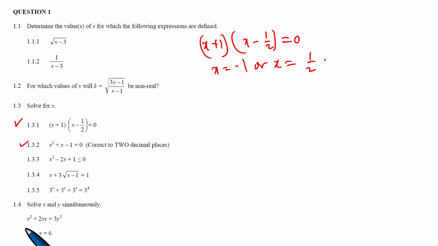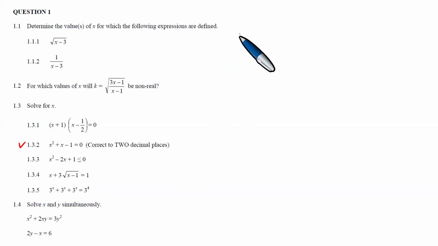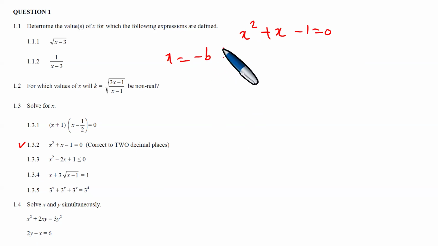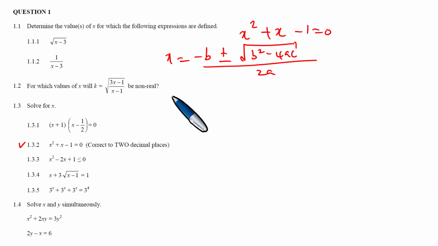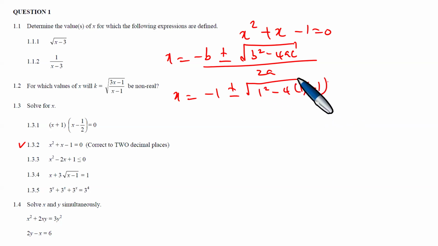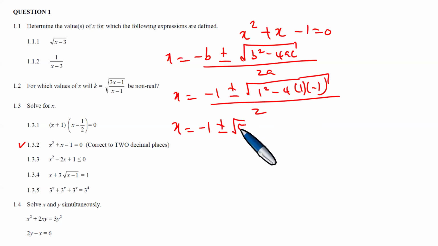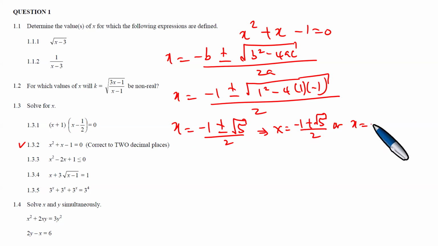Right, let's look at 1.3.2. Correct to two decimal places, you're given x squared plus x minus 1 equals 0. Minus b plus or minus the square root of b squared minus 4ac, out of 2a. So you have -1 plus or minus the square root of b squared, which is 1 squared, minus 4ac, over 2a. Over 2. So x is -1 minus the square root of 5 out of 2.